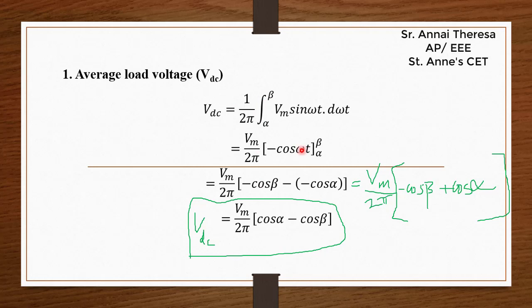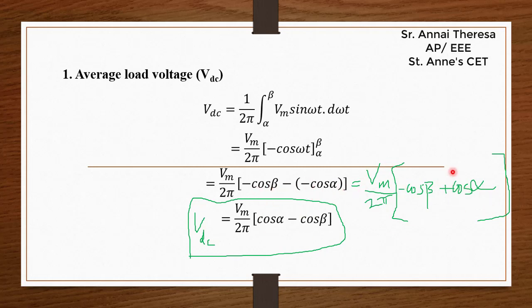So Vm by 2 pi. Then only the sin omega t is there. If you integrate the sin omega t, you will get minus cos omega t. Limit is alpha to beta. So Vm by 2 pi, minus cos, then upper limit minus lower limit. So minus cos beta minus of minus cos alpha. So minus into minus plus, here it will come. So Vm by 2 pi, minus cos beta plus cos alpha.